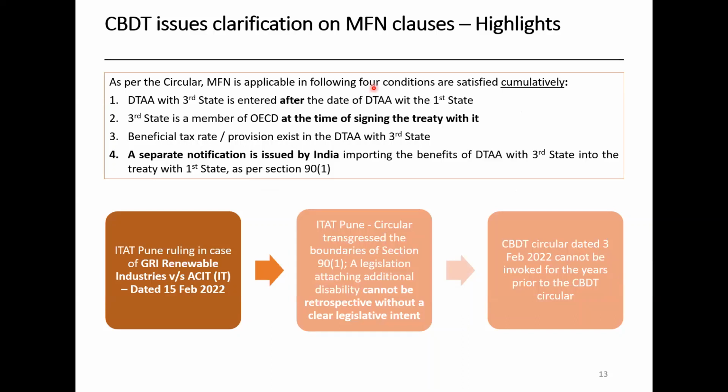Recently, a circular has been issued which sets out 4 conditions, which the CBDT believes have to be satisfied. One of the conditions is that the third state should be an OECD member at the time it is signing this treaty. Also, a separate notification is required to be issued by India, enabling it to import the benefit into the original treaty. This circular was issued in the first week of February.